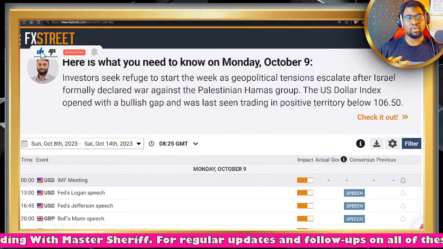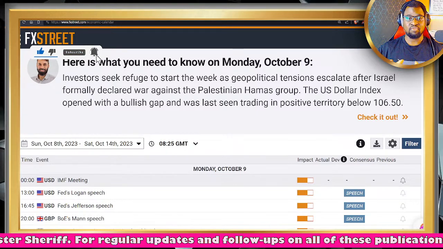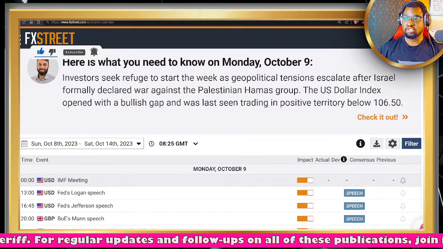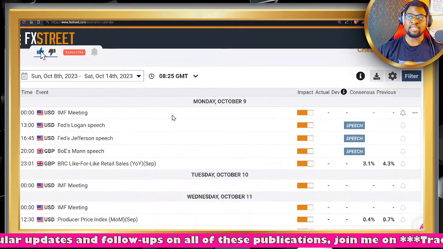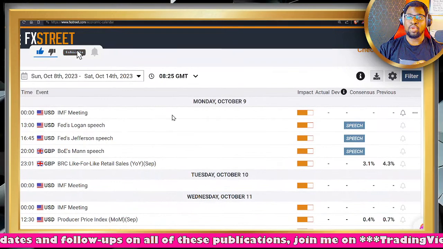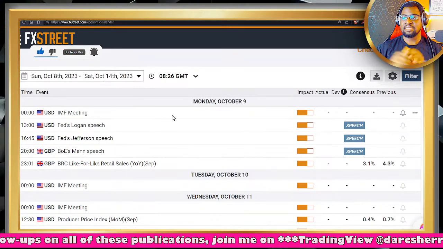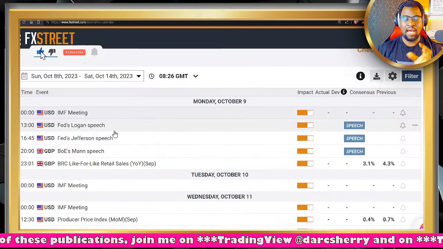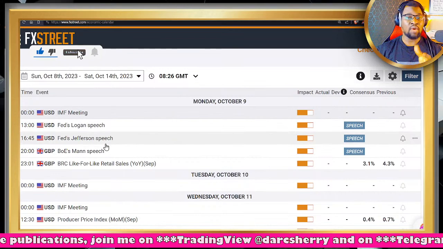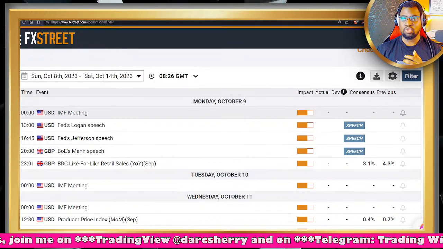So we are going to be looking at the market to see how this is going to be affecting price action after reading through the current market structure. So for today, Monday, October 9th, we do not have any high impact event to look forward to, but there are medium impact events, which have a tendency of also affecting the price action. Now, let's look at what we have here.